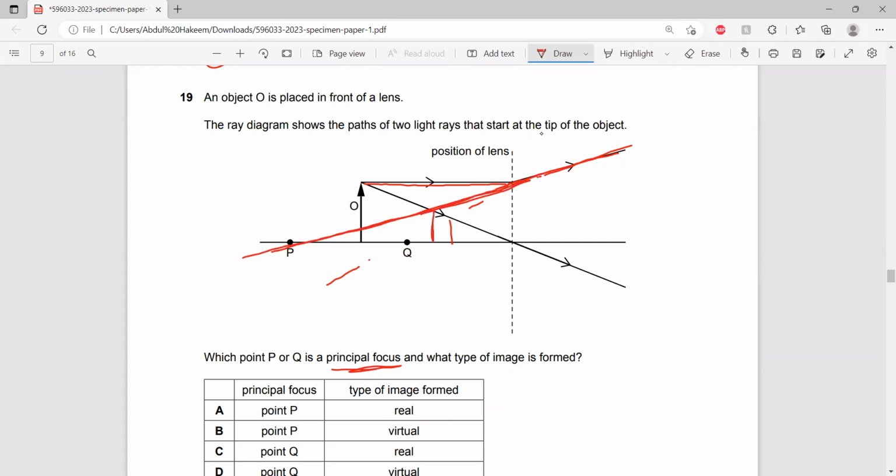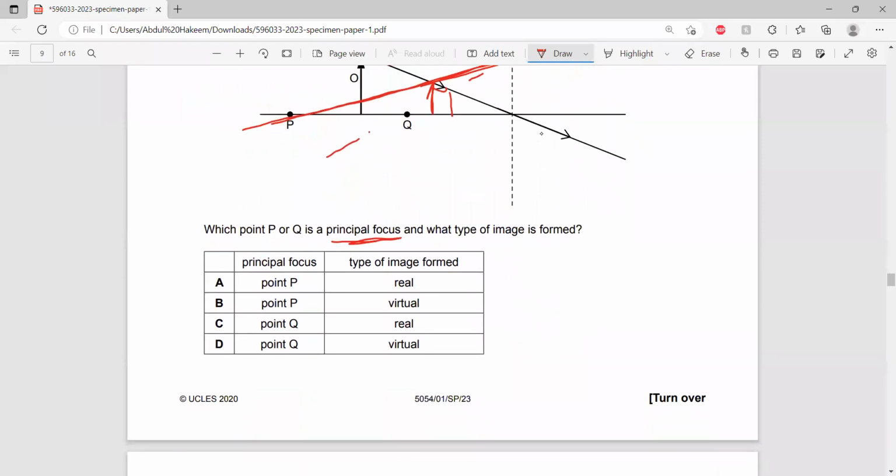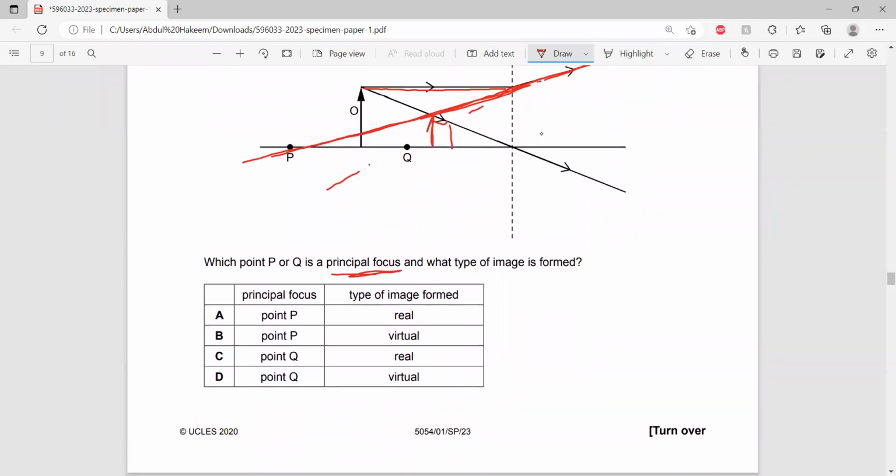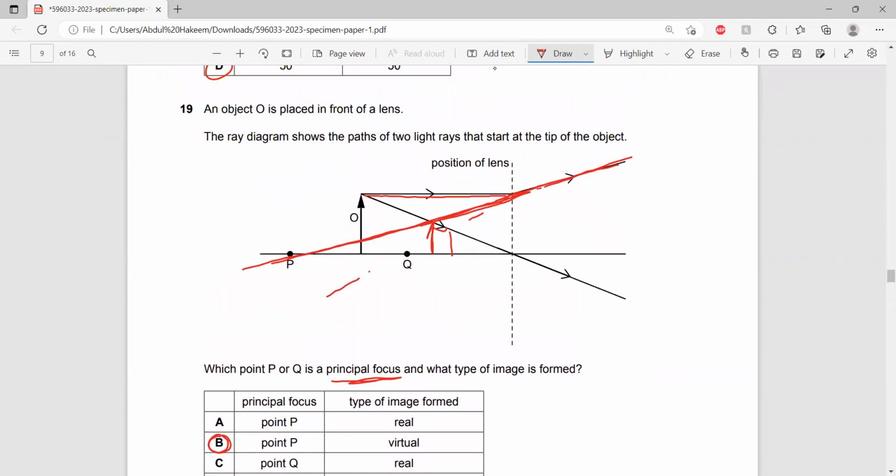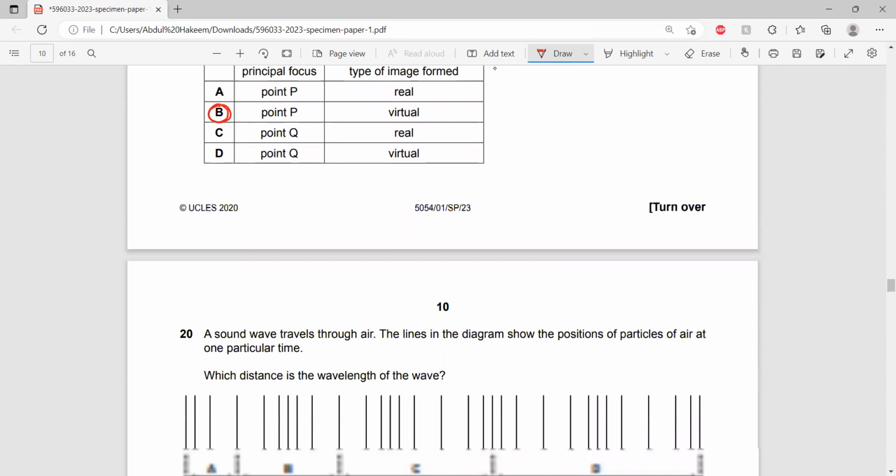So the image is virtual and the principal focus is the P point. So the answer is B, not C, not D. The image is virtual. So with the help of the scale, you have to draw a straight line. And this line is extrapolated, this one. It's almost going to pass through P. So answer is B.